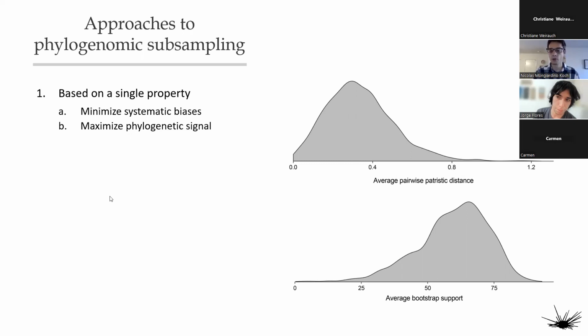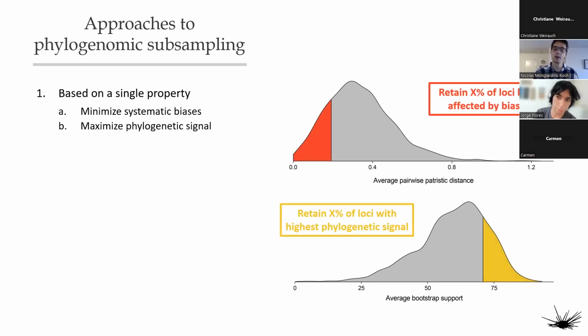And here we have two empirical distributions of a data set that I built for sea urchins. On the top, a metric considered a source of systematic bias, the average pairwise patristic distance of the gene trees. The larger that is, the more likely that a gene tree will suffer from long branch attraction artifacts. So it's something that ideally we would like to minimize. And on the bottom, we have a proxy for phylogenetic signal, which is the average bootstrap support of the gene tree.